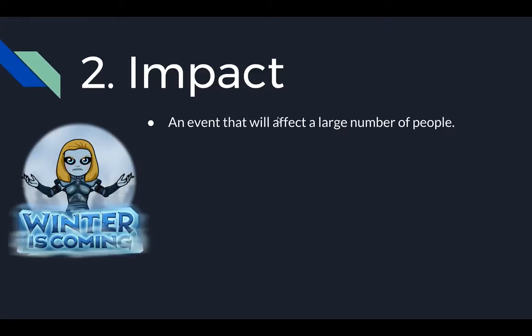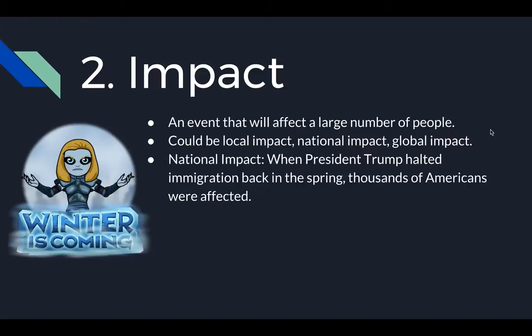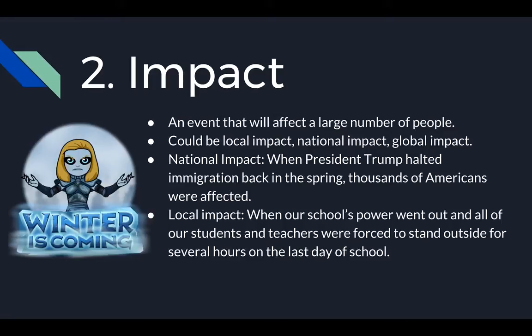The second one's impact. An event that's going to affect a large number of people. You see my little Game of Thrones guy over here, and if you watch Game of Thrones, you know that winter coming affects a large majority of people. It could be a local impact, a national impact, or a global impact. An example of a national impact could be when President Trump halted immigration back in spring, and thousands of Americans were affected by that. An example of a local impact could be when our school's power went out at the end of last year and everybody had to stand outside for a few hours. So yeah, that impacted a lot of people's lives.